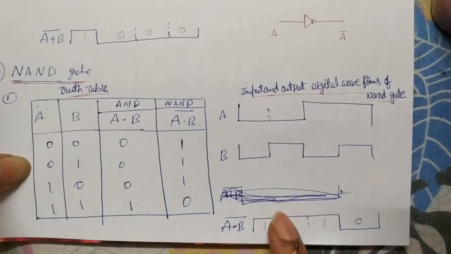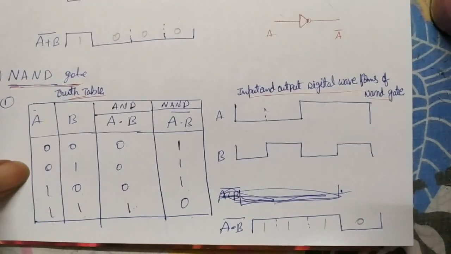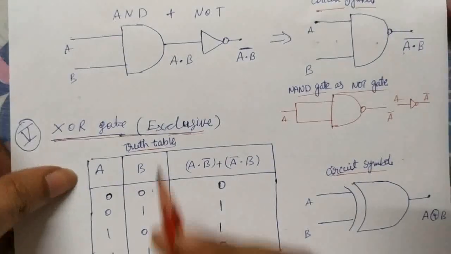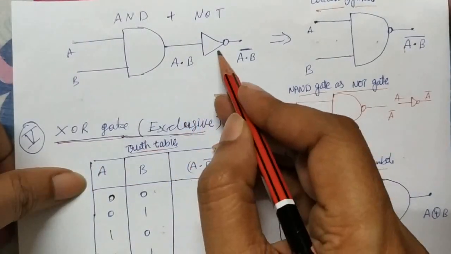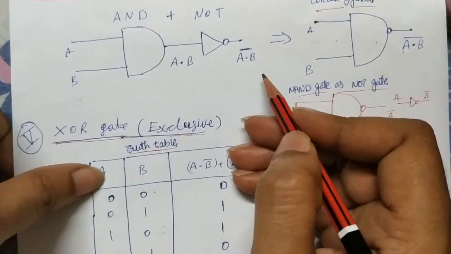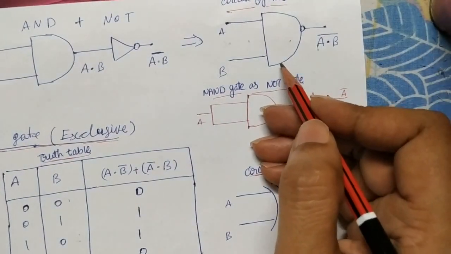That is about the NAND gate waveform. See that, and here how they write it: AND gate plus NOT gate. A dot B, and the NOT gate is there, so A dot B whole bar. This is the circuit symbol. What is the difference between the NOR gate and the NAND gate?